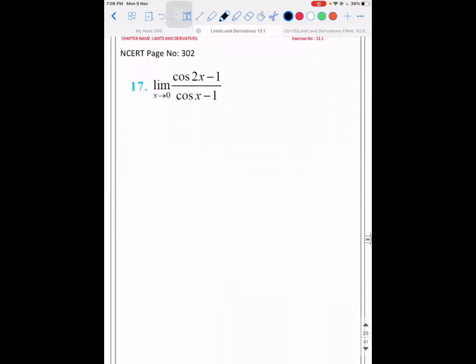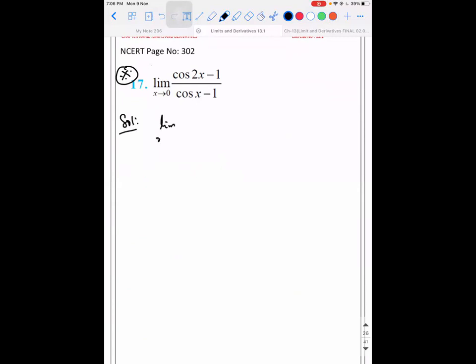Okay. Next. This is also important. So listen, solution. Limit x tends to 0. Cos 2x can be written as 2 cos square x minus 1. See, there are three formulae, right? Cos 2x is actually cos square x minus sine square x. It is 2 cos square x minus 1 or 1 minus 2 sine square x. So what I will do is, I will write it as 1 minus 2 sine square x minus 1.